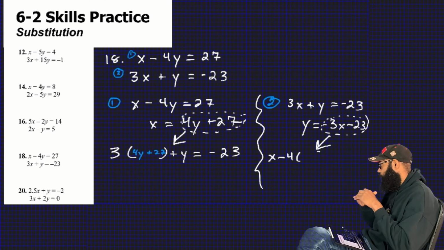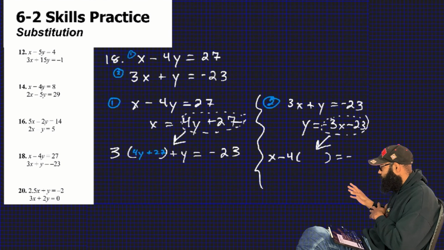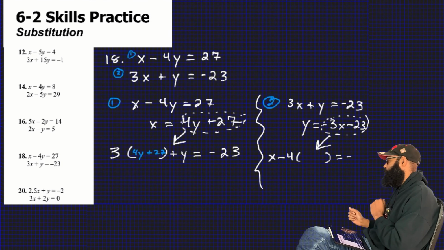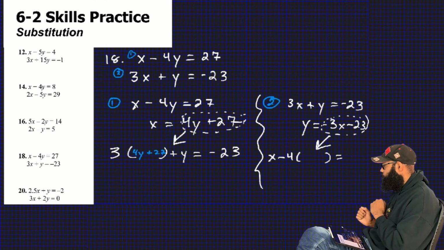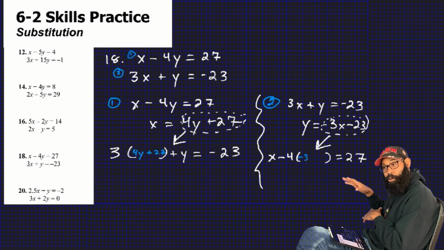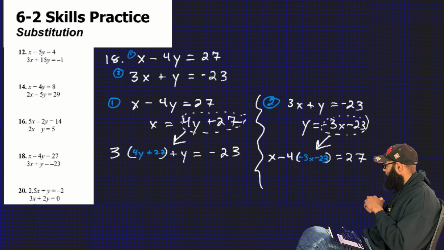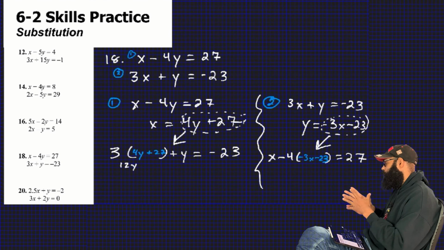Go back, plug in for x. Equation 2, well, I have to rewrite equation 1. And equation 1 was x minus 4 times y is equal to 27. Come on now. No, not negative. Equal to 27. See what happens when you get to videos that are 30 minutes long? And then we're going to plug in my value for y, which in this case is negative 3x minus 23. And again, I'm down to my multi-step.